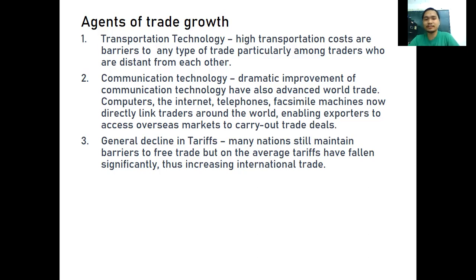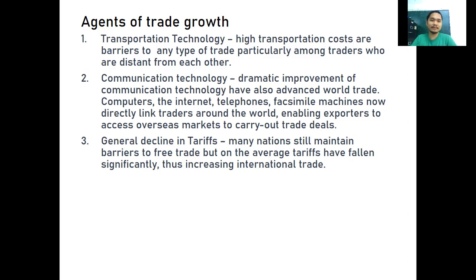Second, communication technology. The dramatic improvement of communication technology has also advanced world trade. Computers, the internet, telephones, and facsimile machines directly link traders around the world and enable exporters to access overseas markets to carry out trade deals. Third, a general decline in tariffs. Many nations still maintain barriers to free trade, but on average, tariffs have fallen significantly, thus increasing international trade.